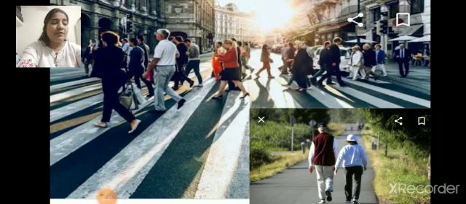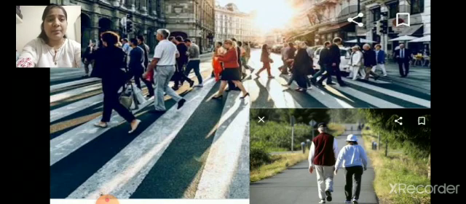And also, children, if you have to walk a short distance, you can walk. No need to use any vehicle. So we can say that you are also controlling the air pollution.